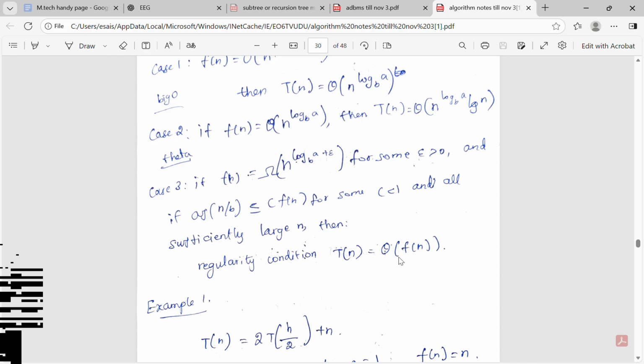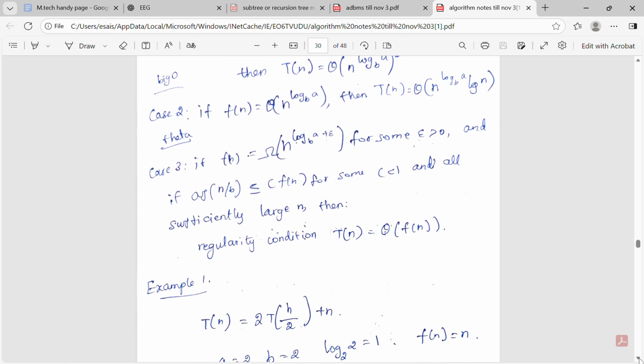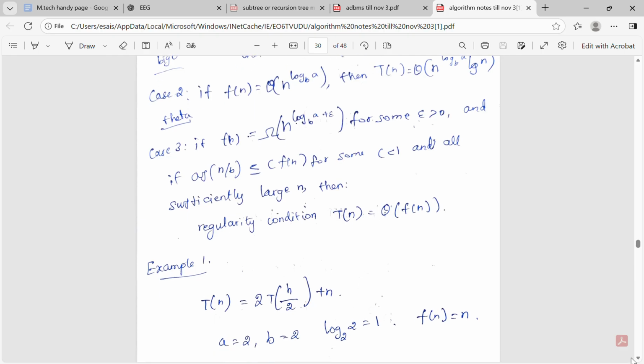Before that, concluding this: if f(n) is equal to n^(log_b a), then T(n) will be n^(log_b a) log n. If it is less than, then T(n) is equal to theta of n^(log_b a) alone. If it is greater than, then we are checking for a regularity condition. We'll be checking a f(n/b) whether it is less than or equal to c f(n) for some c values which should be less than 1. This we'll see with the example.